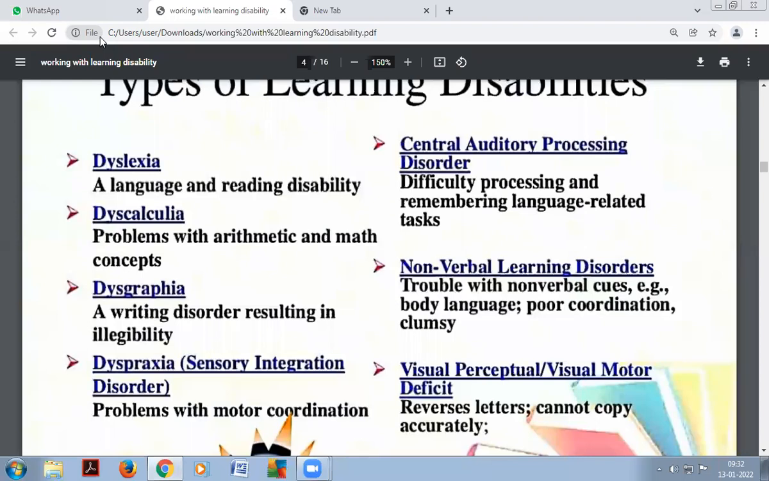Next one is dyspraxia. And dyspraxia is related to sensory integration disorders. This dyspraxia is a learning disability in motor skills. As you know, there are two types of skills, fine motor and gross motor. First of all, gross motor develops among the students before fine motor. Gross motor is related to their body parts and their activities, and fine motor is, if a student is writing in the copy, fine motor involving small parts of the body.